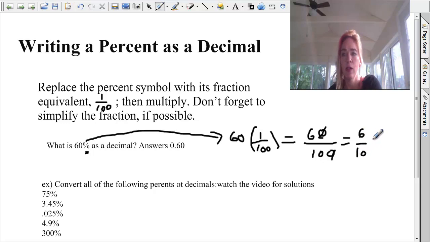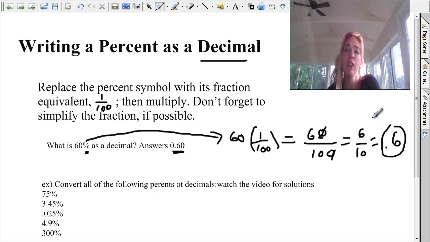And we could even keep reducing that in terms of its fraction form, or we know 6/10 as a decimal. If the goal is to get to decimal form, which it is here, we know that 6/10 is 0.6. So it depends what your goal is. If your goal is to get to reduced fraction form, I could keep reducing that fraction and say that's 3 out of 5. So either way, I'm going to get 0.6 as my decimal equivalent.